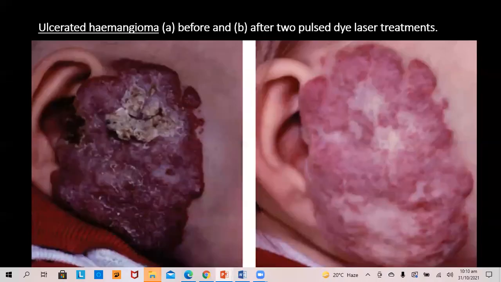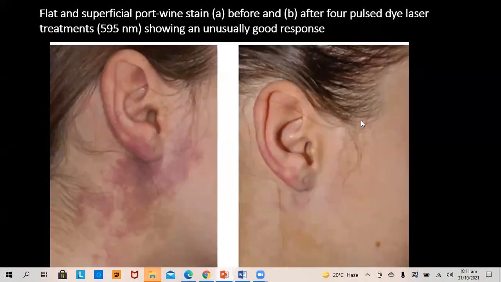So these are the few images. This image shows treatment of ulcerated hemangioma after 2 sessions of PDL. Then this is a good response in which PDL was used to treat port wine stain. In 4 sessions, the lesion is almost diminished.